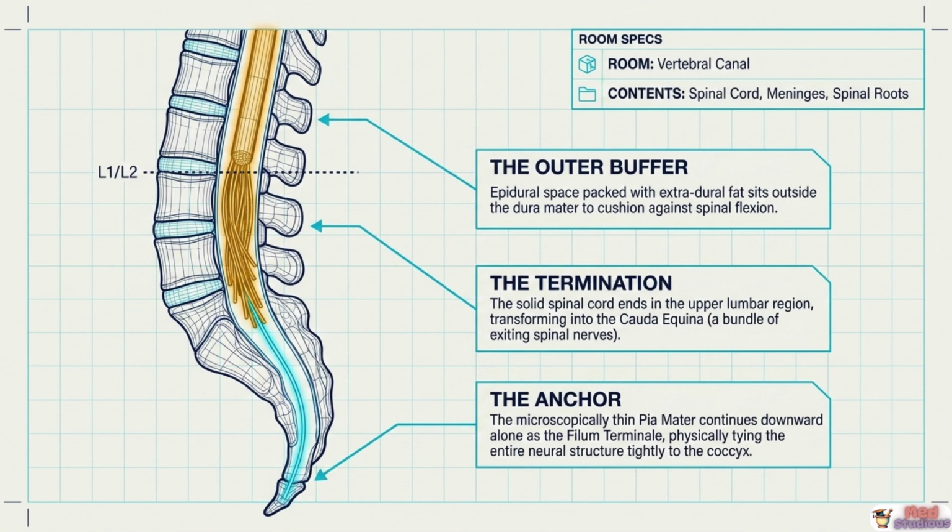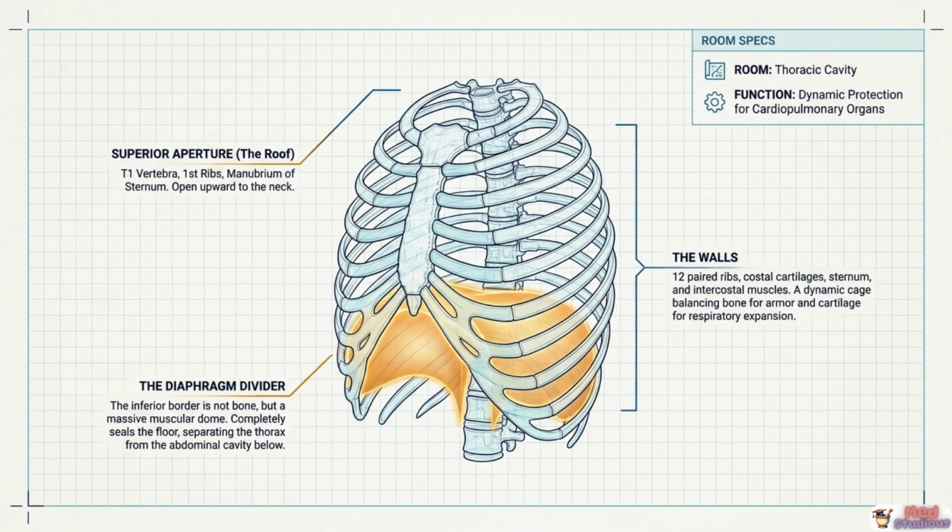To keep everything anchored, the microscopically thin pia mater continues downward alone as the filum terminale. This physical tie secures the entire neural structure tightly to the coccyx. Moving ventrally, we enter the thoracic cavity.